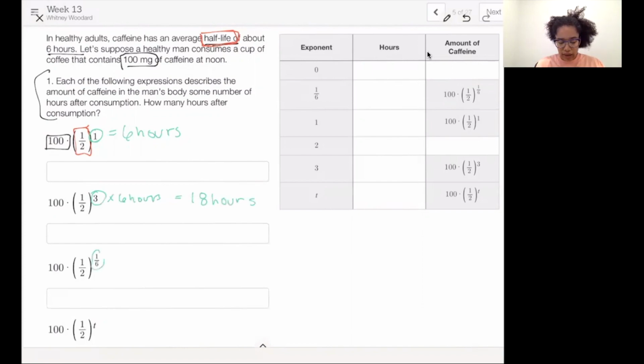And then the next exponent is 1/6. So this is now a fraction. This is now telling us it's not a whole time frame. It's not our whole time frame of a half-life, but we can still multiply by 6 hours and get 1 hour. So if the exponent is 1/6, then we're only talking about 1/6 of the time period, which is 1 hour.